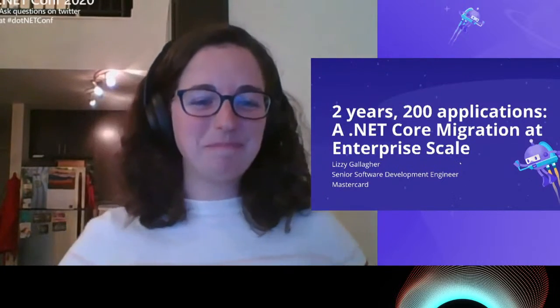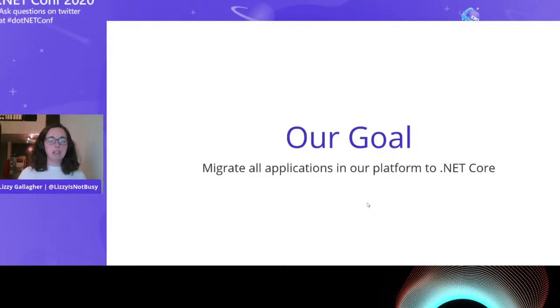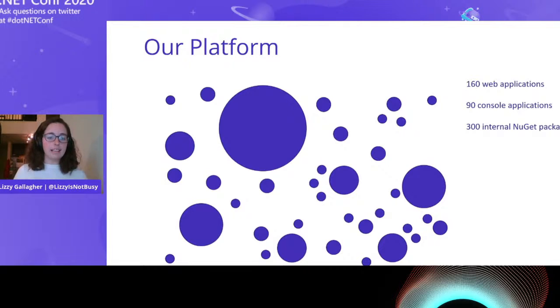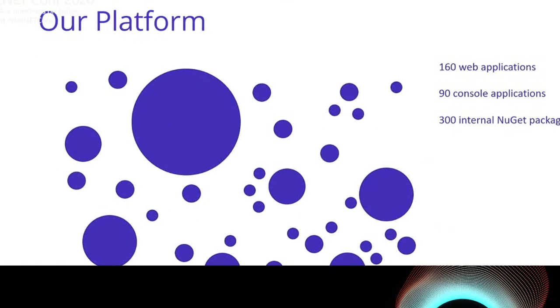All right, let's go. 2 years ago, my team, there are 5 of us, 5 developers, wrote down our goal, which was to migrate all applications in our platform to .NET Core. Let me provide you some context on what I mean by our platform. This is an artistic rendering of our platform. It is a web of .NET microservices with 160 web applications, 90 console applications, and 300 internal NuGet packages.